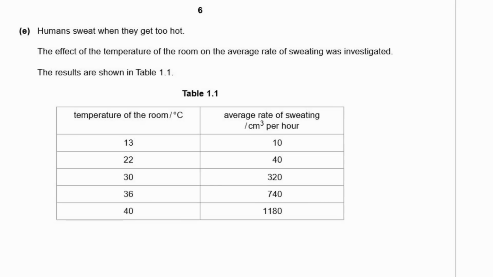E. Humans sweat when they get too hot. The effect of the temperature of the room on the average rate of sweating was investigated. The results are shown in Table 1.1. Okay, this is Table 1.1. If the temperature gets warmer, the rate of sweating seems to get higher.